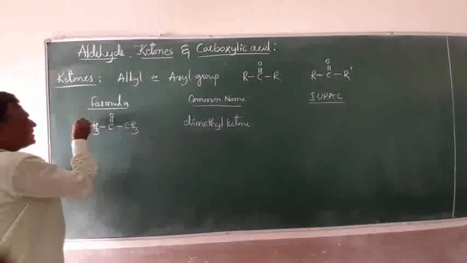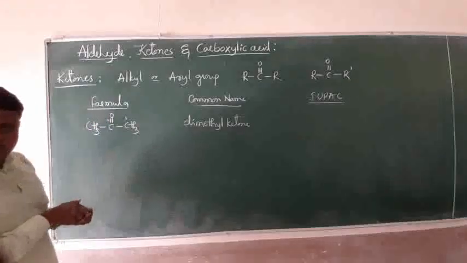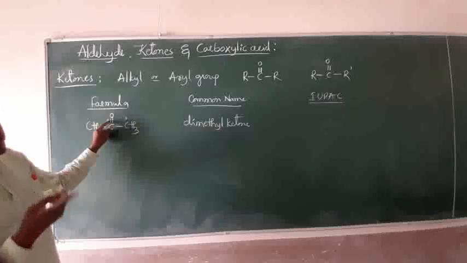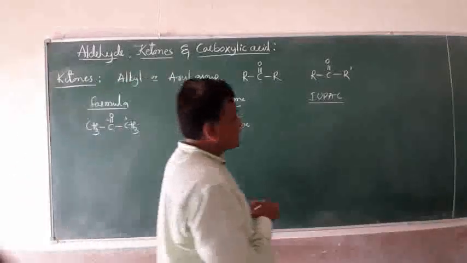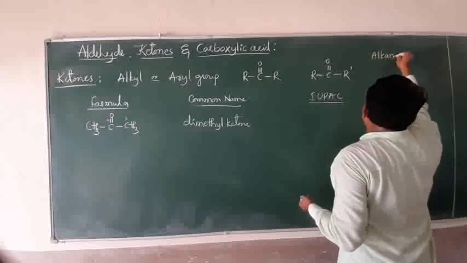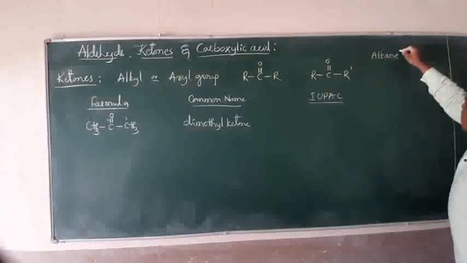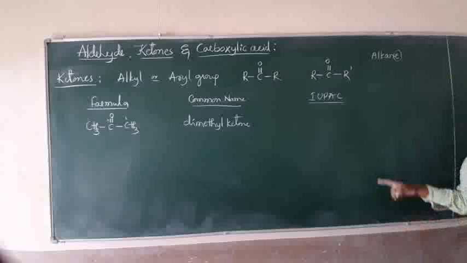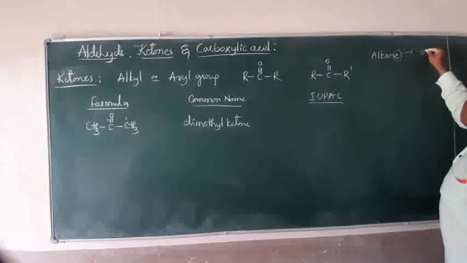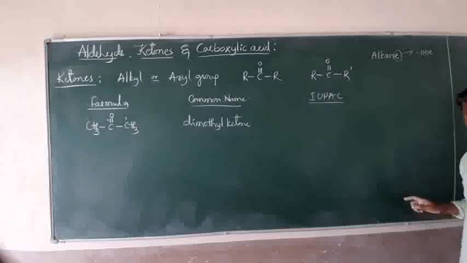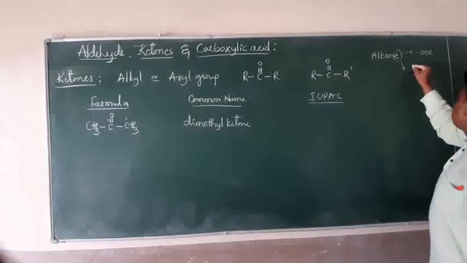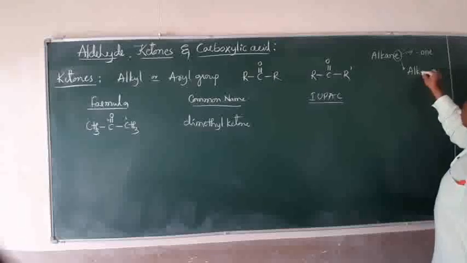In IUPAC, we have to mention the carbon number, 3. The ketone is at the second position. So how do we write the IUPAC name? Very simple: from the alkane, the last letter E is replaced by the suffix ONE. It is replaced by ONE, so the compound is an alkanone.